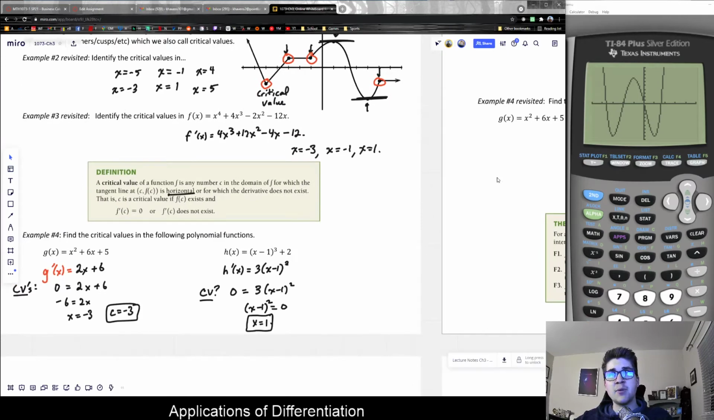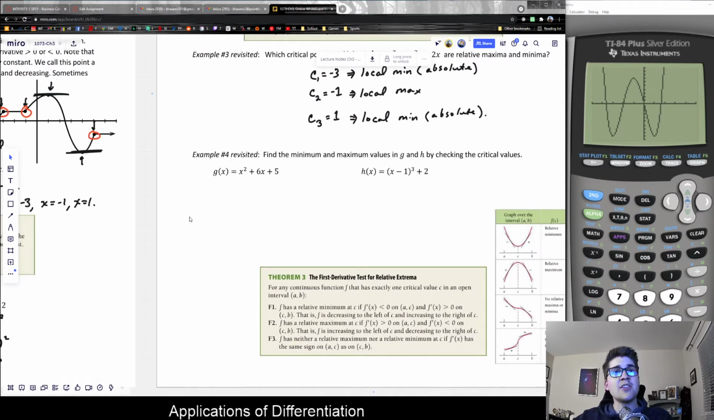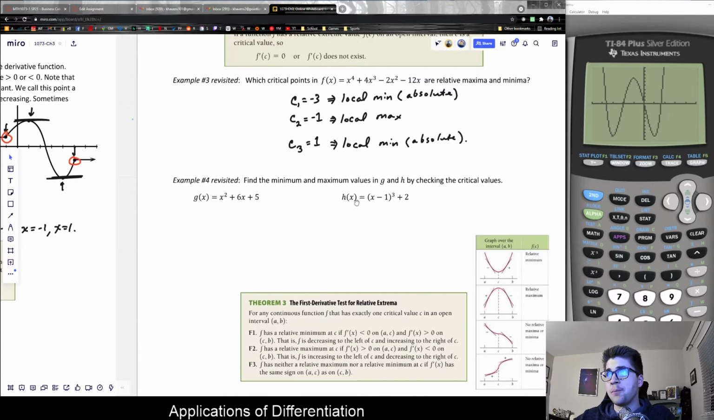So let's go back and look at example number 4, where we found the critical values by taking the derivative, setting it equal to 0, and solving. And that's always the thing you want to remember. If you're trying to figure out where it's increasing, where it's decreasing, where the critical values are, where the minimums and maximums are, all of them are kind of the same idea. Take the derivative, set it equal to 0. That will help you determine these because there's a connection between where the critical values are, where the curve is increasing and decreasing, and where those mins and maxes are.